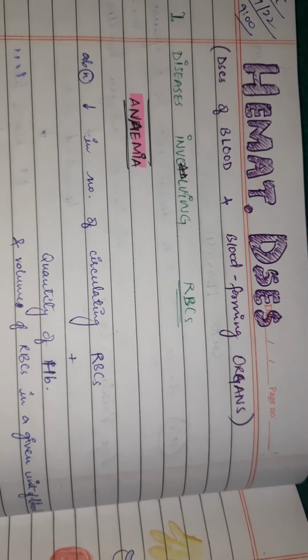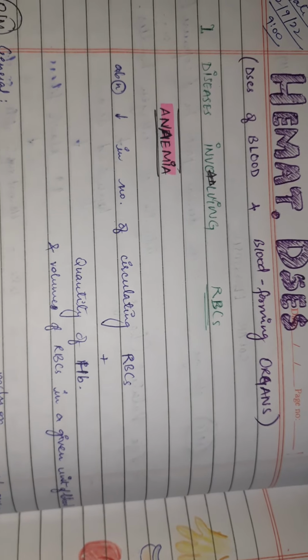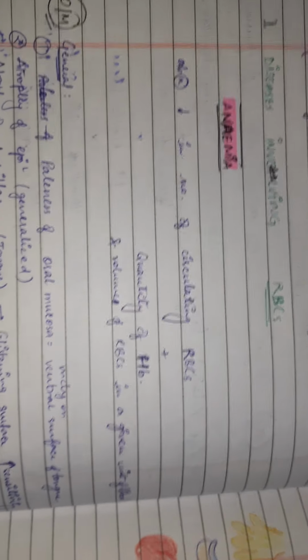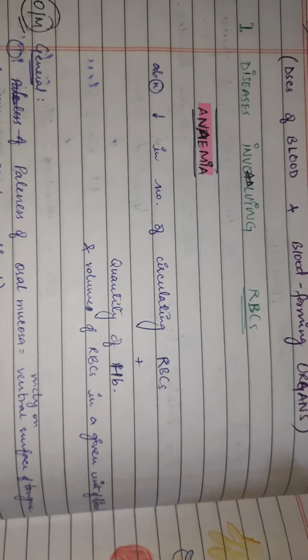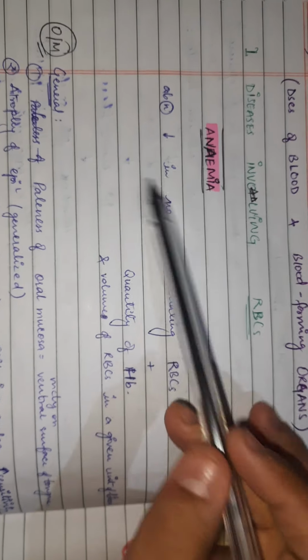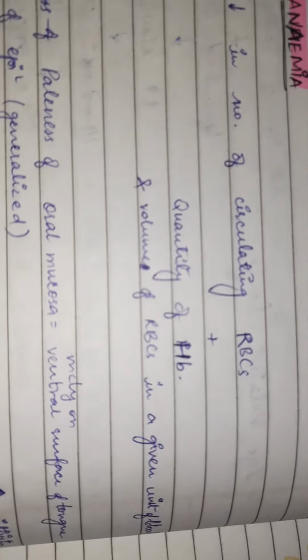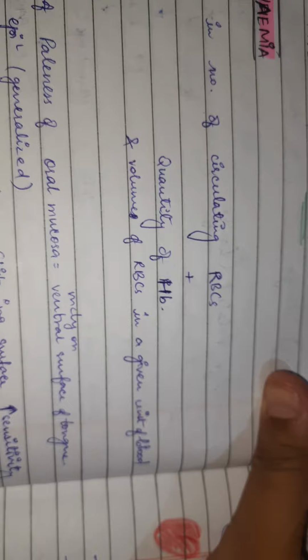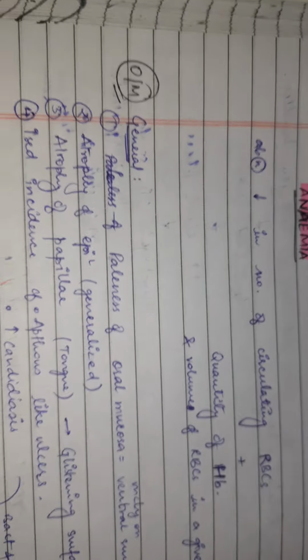Hi. Okay. Let's start with hematological diseases of blood and blood forming organs. Now, first is disease involving RBCs. First is anemia, an abnormal decrease in the number of circulating RBCs plus the quantity of hemoglobin and volume of RBCs in a given unit of blood.